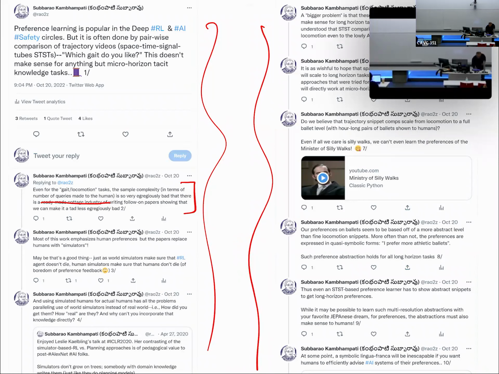And then most of this work emphasizes human preferences, but the papers replace humans with simulators, or what you guys call oracles. The question you had was, why the heck is Oracle coming? It's not that; it is why is Oracle wanting to do it better. But that's the interesting part. You do have to understand where these human simulators are coming from. Using human simulators, as I mentioned one time, is kind of like using world simulators, except on the human side.